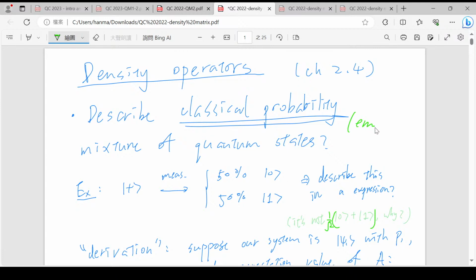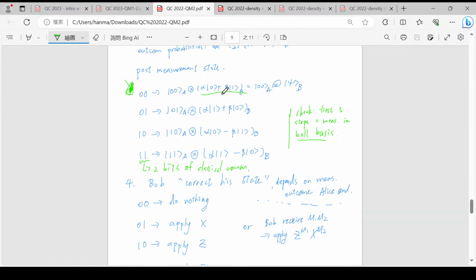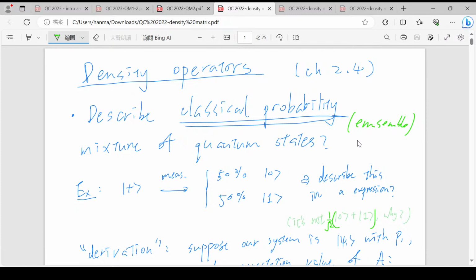So this is a more general term. Ensemble means a probability mixture of something. And here we are talking about a probability mixture of quantum states, so it's an ensemble of quantum states. Obviously you can describe it this way: you have this state with 1/4 probability, this state with 1/4 probability, and so on. So you can describe your ensemble with a set of pairs of probability and state. That's one way to describe it, but there is a better way.